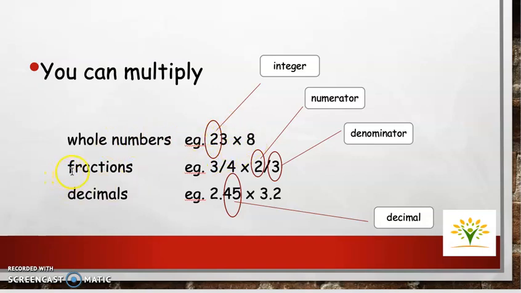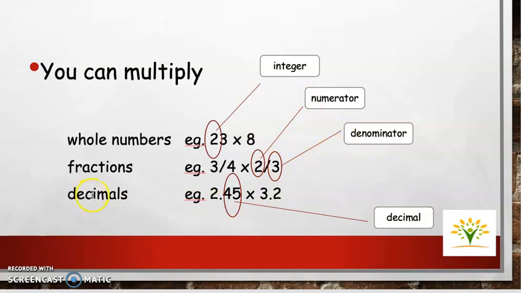Then you can also multiply fractions. So we'll do this sometime in the future. You have 3 over 4 times 2 over 3. You know it's a fraction because there's a numerator and there's a denominator. Numerator and denominator, the number on top and the number at the bottom.